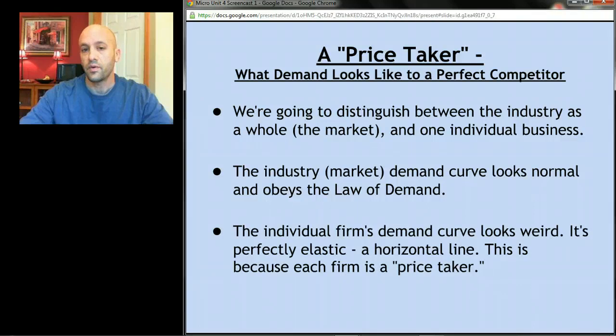But what we're going to see is that for an individual firm, at least from their perspective, demand looks very different. In fact, it's going to look like a perfectly horizontal line, a perfectly elastic demand curve. And that's what it means to be a price taker, as we're going to see.